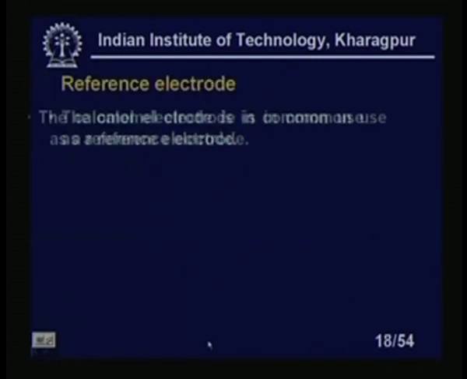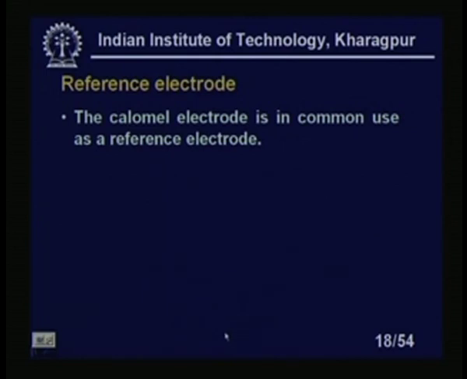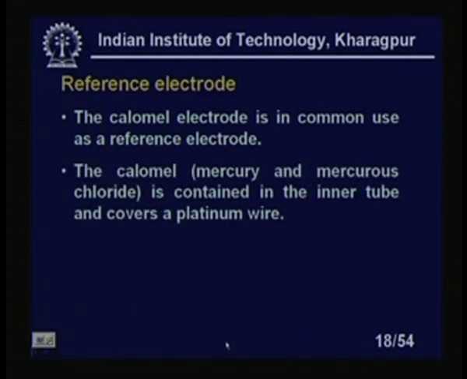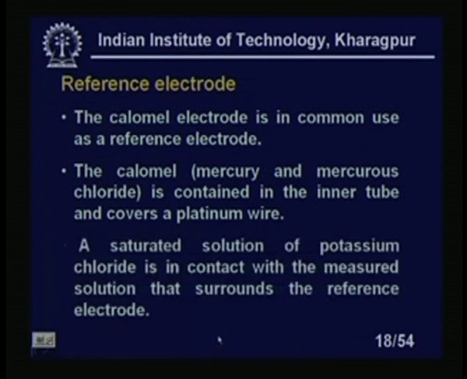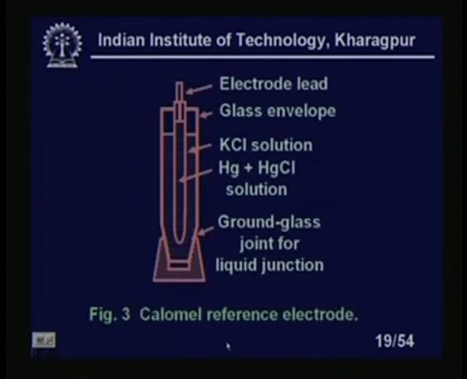You see the reference electrode. The calomel electrode is in common use as a reference electrode. The calomel, a mercury and mercurous chloride, is contained in the inner tube and covers a platinum wire. A saturated solution of potassium chloride is in contact with the measured solution that surrounds the reference electrode. You see, this is a calomel reference electrode.